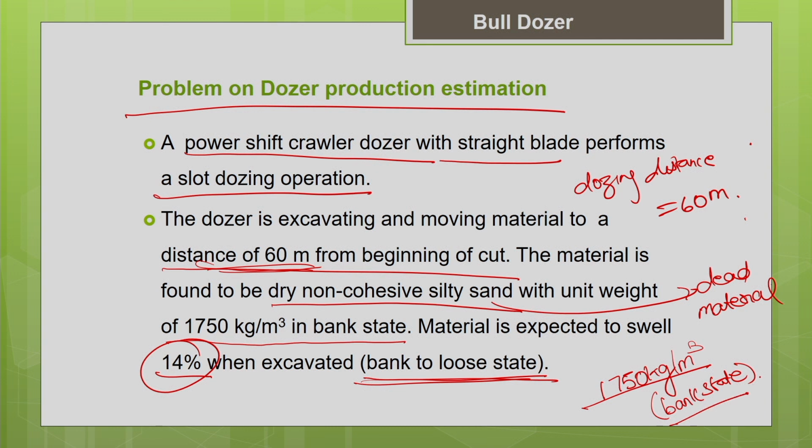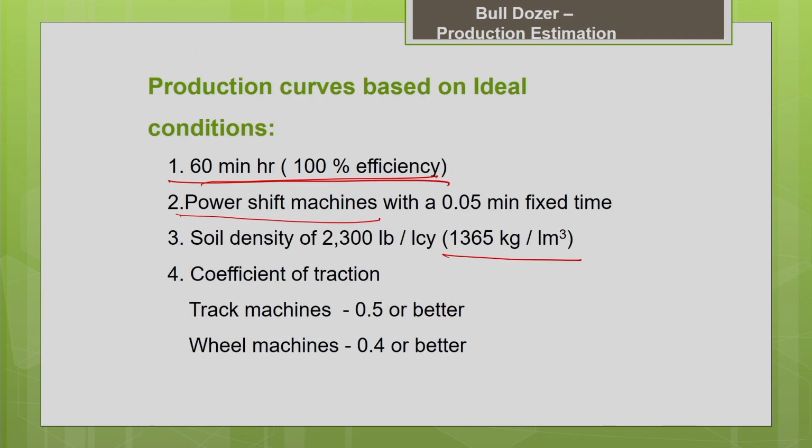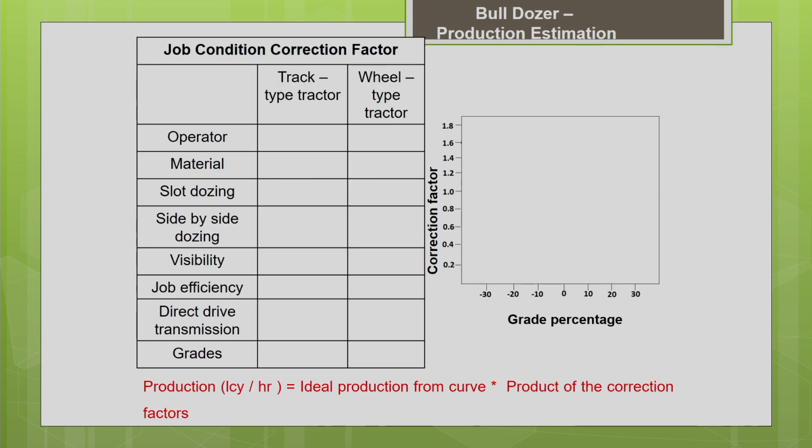But the curve, the production value you have chosen from the curve, corresponds to a productivity for a soil density of 1365 kg per loose meter cube. So we need to compare both these materials and apply the correction factor accordingly. Then other things like operator: the curve was drawn for an excellent operator skill. In our problem the operator skill is average. So accordingly you have to choose the correction factor and apply.